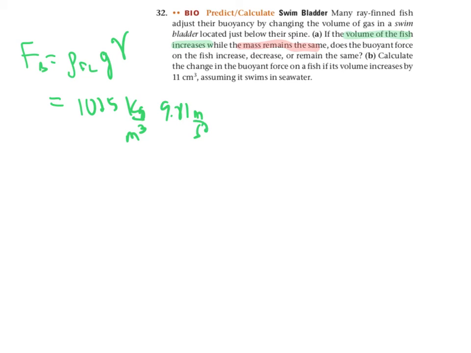And then the volume, they tell us it increases by 11 centimeters cubed. And then we have to recognize, of course, that we need to convert this to meters. So there is 1 meter per 100 centimeters. But we have to really do that 3 times because there's a centimeters cubed.